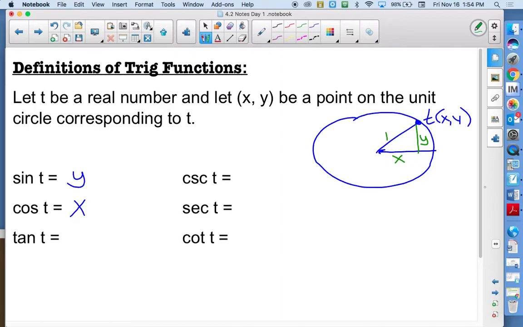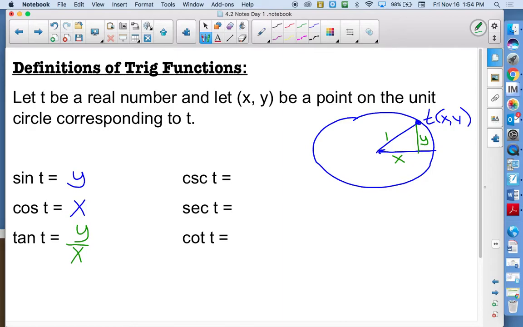How do you find tangent using SOHCAHTOA? Chelsea? So if the opposite is y and the adjacent is x, the tangent would be y over x. So I can find tangent now of any angle using y over x. Just taking those two ordered pair values and taking y divided by x.